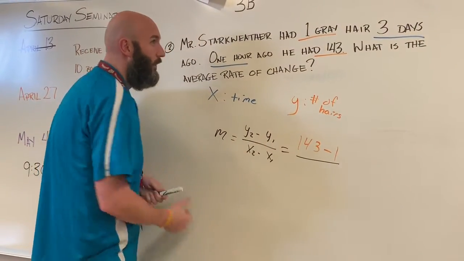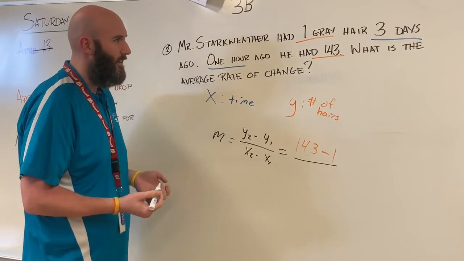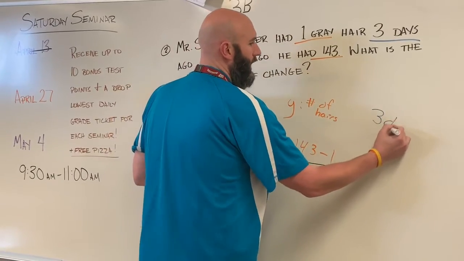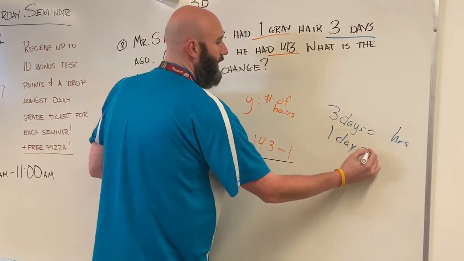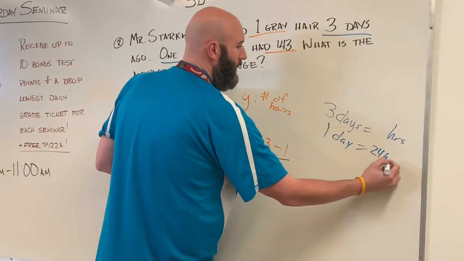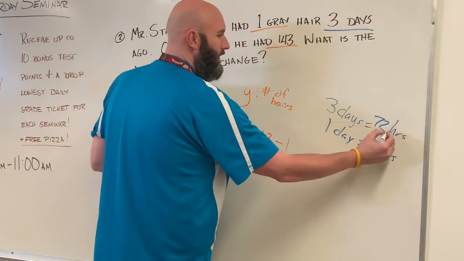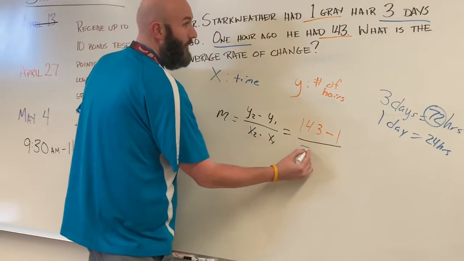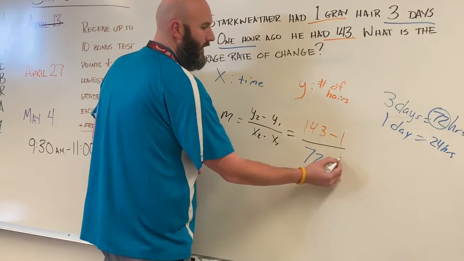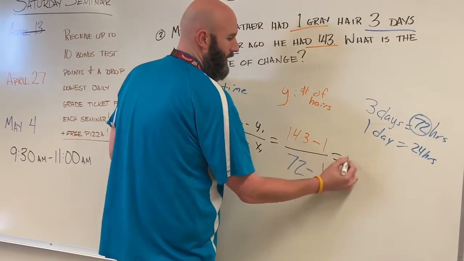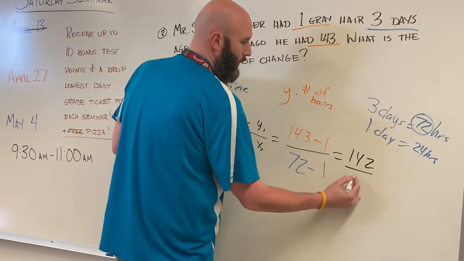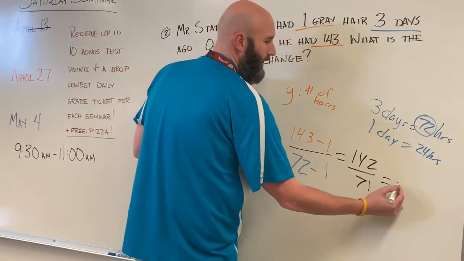Now, time-wise, we go from an hour ago to 3 days. So it's probably easiest to go, 3 days equals how many hours? 1 day equals 24 hours. So if I triple that, that gives me the magic number of 72. So if I have 72 hours ago versus an hour ago, I can find my rate of change. We do a little math. This turns into 142 all over 71, which simplifies to 2.